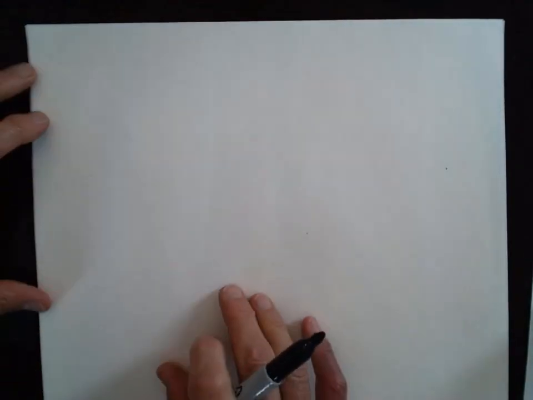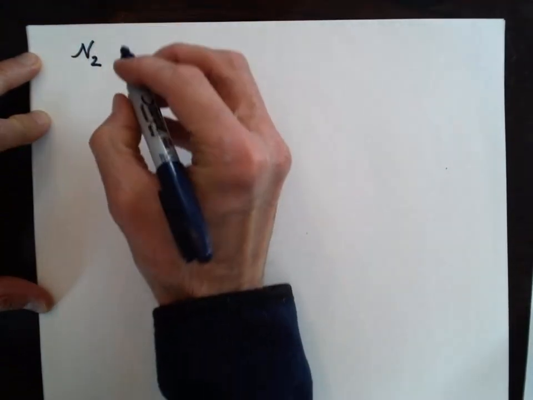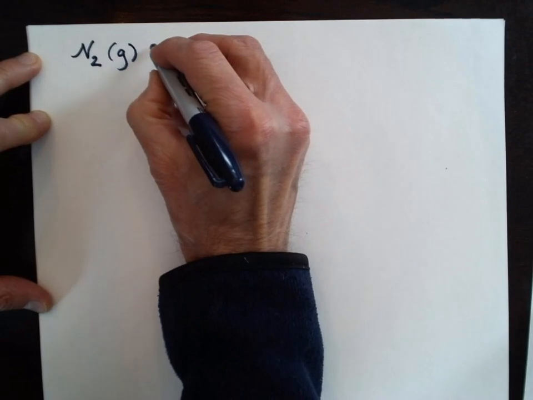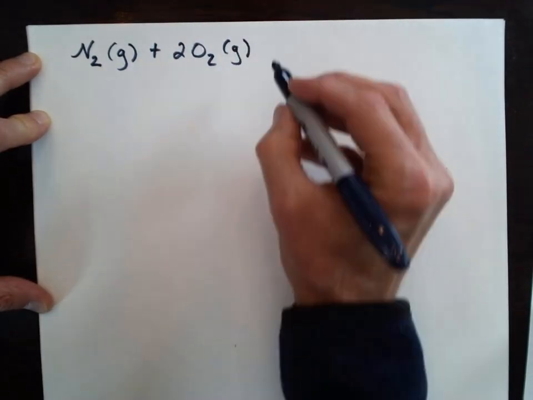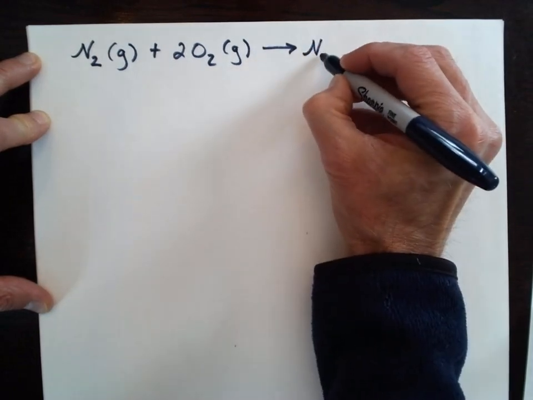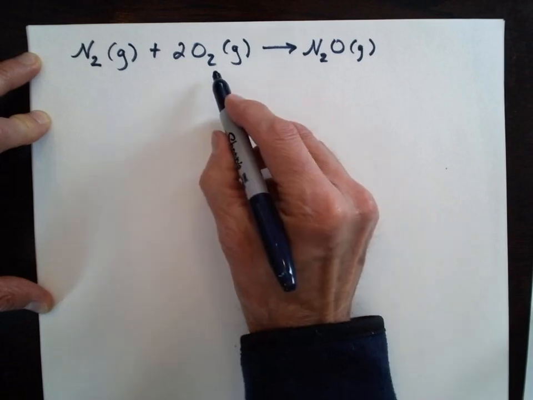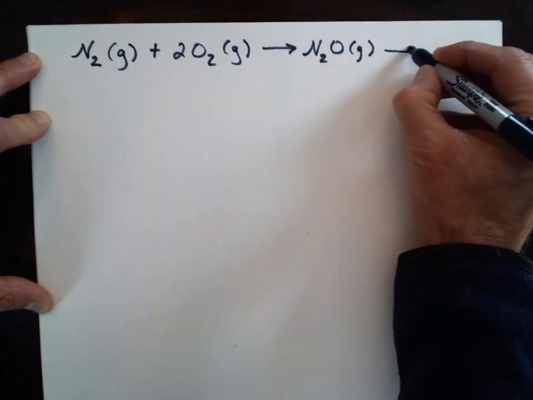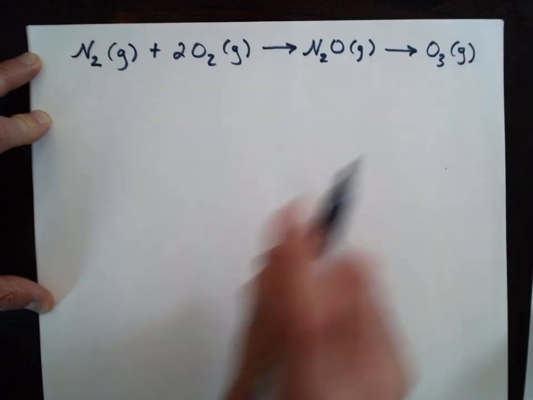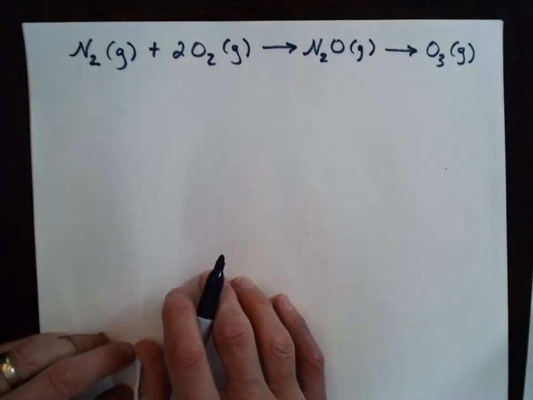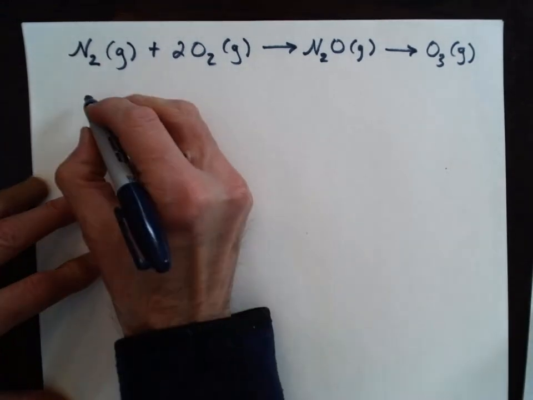Okay, we're going to continue on with mechanisms. We're going to consider the following overall chemical reaction. Note this is not a mechanism, but rather this is the overall reaction stoichiometry, where we have nitrogen gas reacting with oxygen gas to form dinitrogen oxide and ozone, all in the gas phase. And it is said to proceed by the following mechanism.